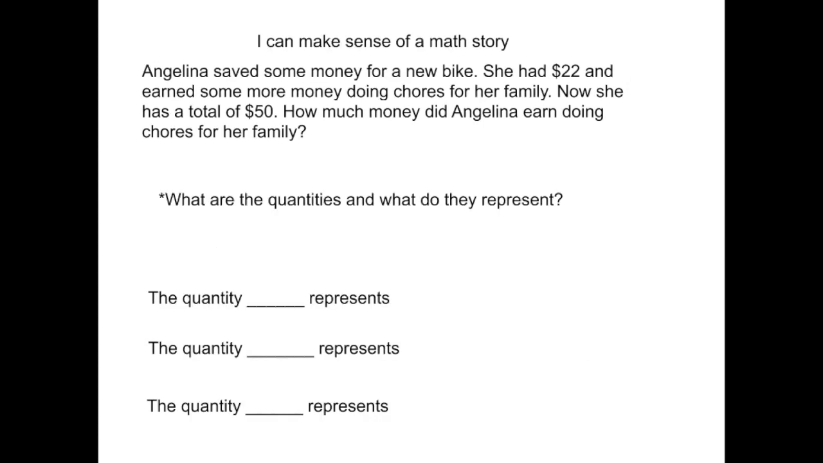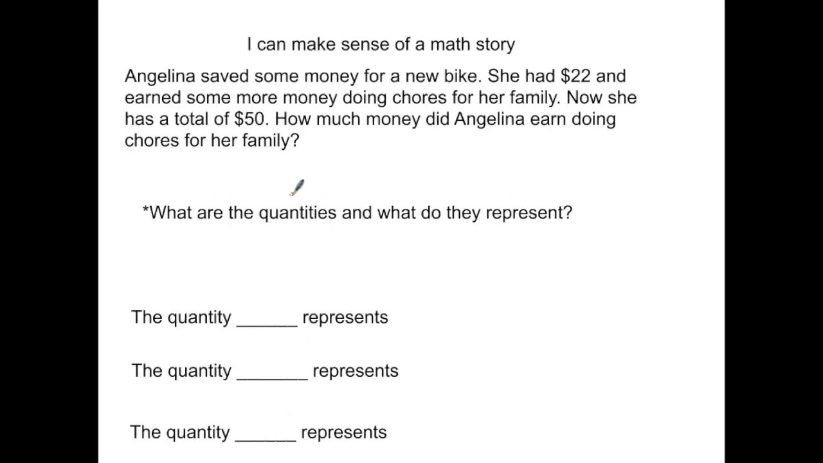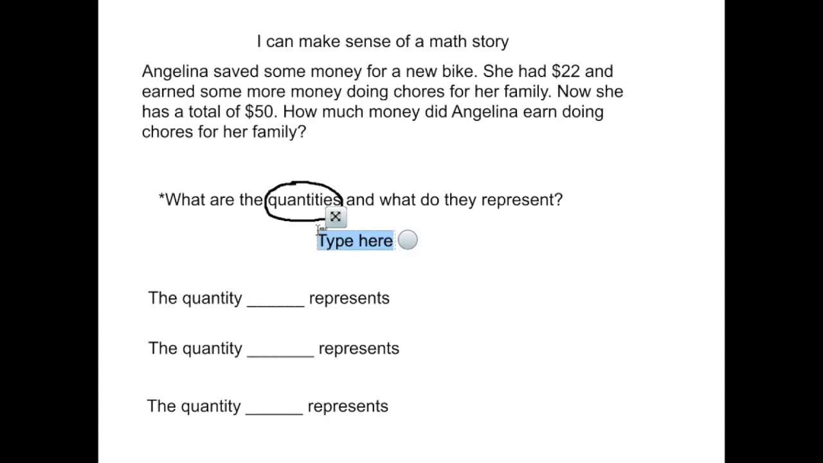Angelina saved some money for a new bike. She had $22 and earned some more money doing chores for her family. Now she has a total of $50. How much money did Angelina earn doing chores for her family? What are the quantities and what do they represent? Well, first of all, let's figure out, what's a quantity? What does it mean? What's a quantity? Well, we know that a quantity is either a number or amount.